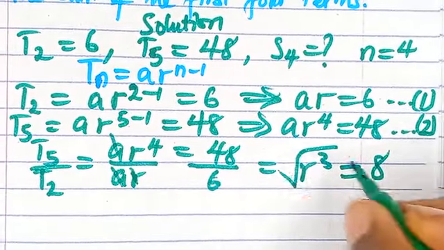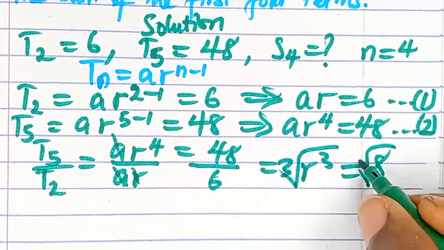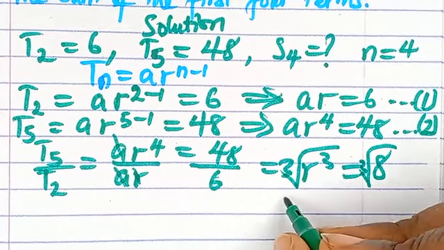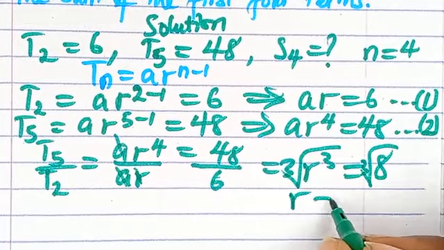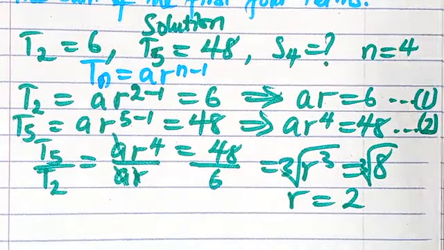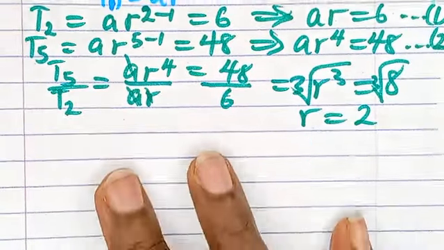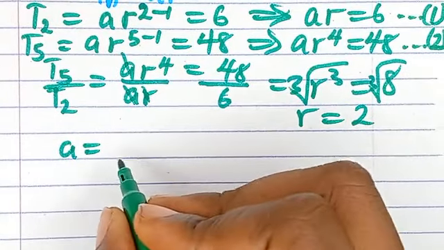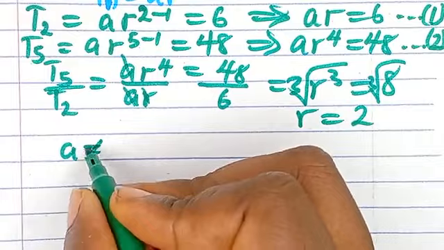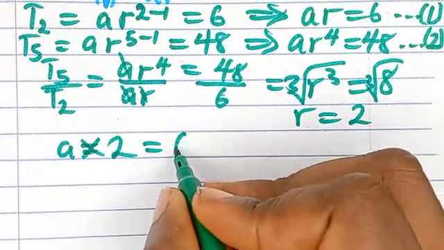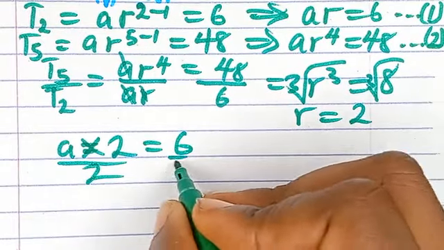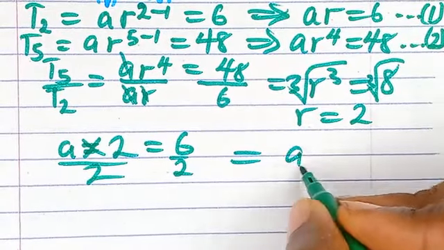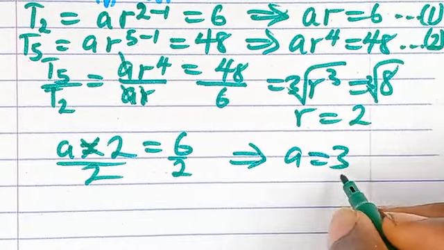So we get the cube roots of both sides. The cube root of 8 is equal to 2, so we have that R is equal to 2. Then we go back to equation 1 to find the first term, A. Using equation 1, A times R, which is 2, is equal to 6, right? We divide both sides by 2, and we have that A is equal to 3.